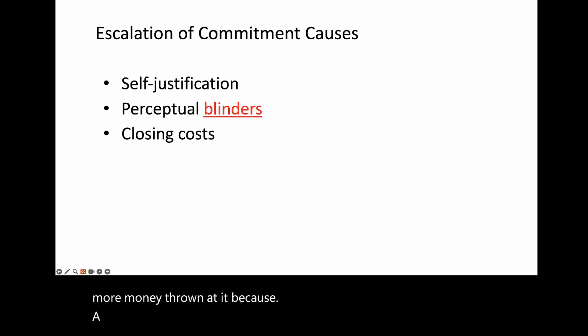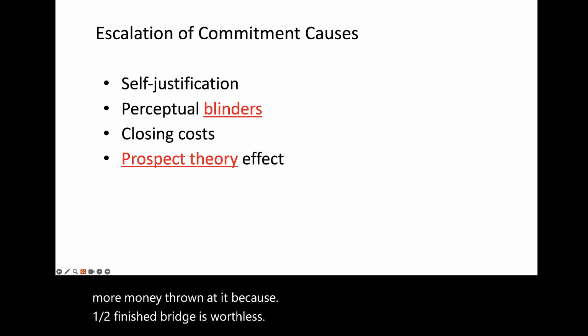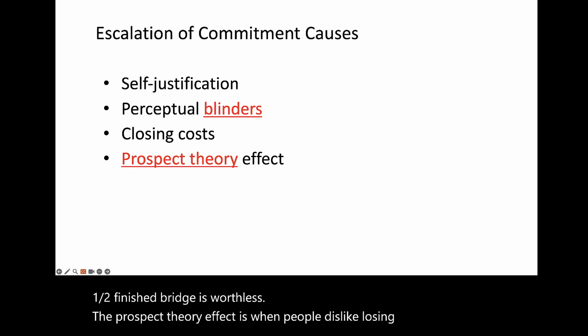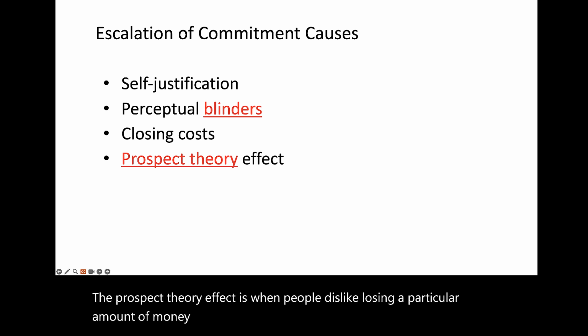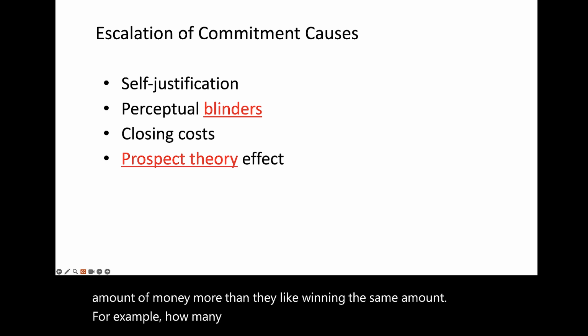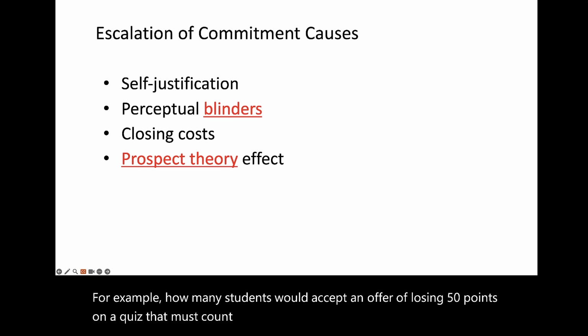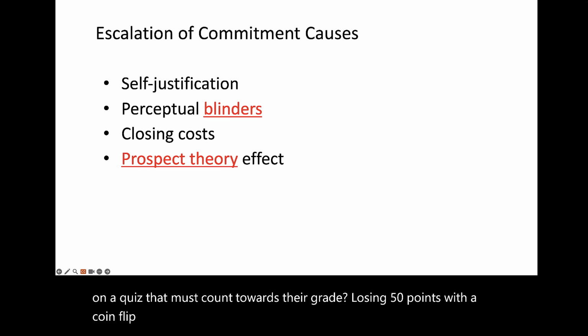The prospect theory effect is when people dislike losing a particular amount of money more than they like winning the same amount. For example, how many students would accept an offer of losing 50 points on a quiz that must count towards their grade, losing 50 points with a coin flip if it lands on heads, or winning 50 points on that quiz if it lands on tails?